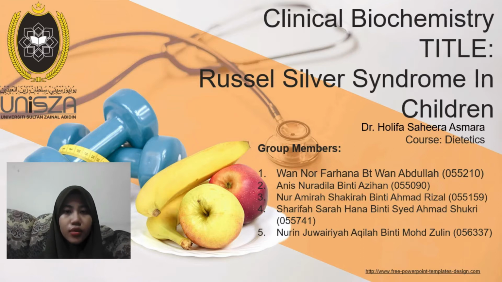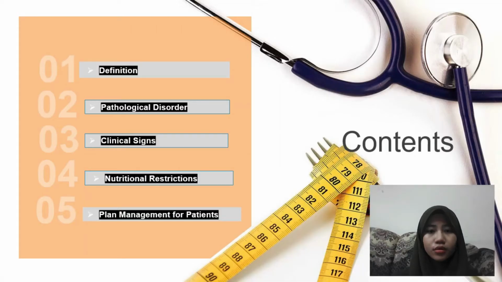The title that we have chosen is Russell-Silver syndrome in children. First, let me introduce myself. I am Farhana Binti Abdullah from course Dietetics. These are the contents that we are going to present: first, definition, pathological disorder, clinical signs, nutritional restriction, and the last one is the plan management for patients.